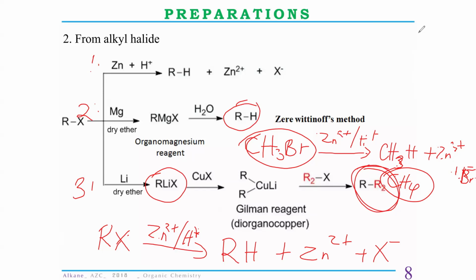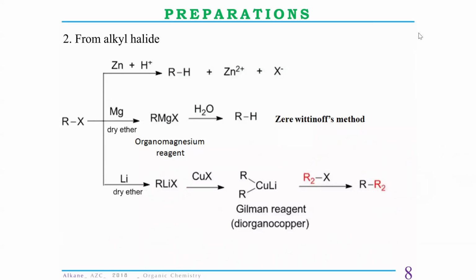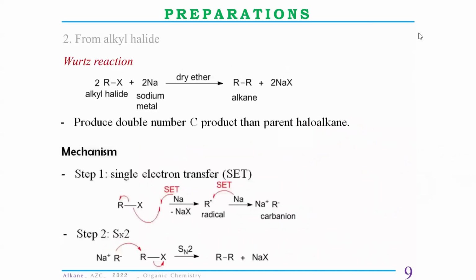So now, the next method of the preparation of alkane is the Wurtz reaction. In the Wurtz reaction, you are using alkyl halides. You have two molecules of alkyl halides, then you react them with sodium metal in the presence of dry ether. Then you are going to get your alkane.